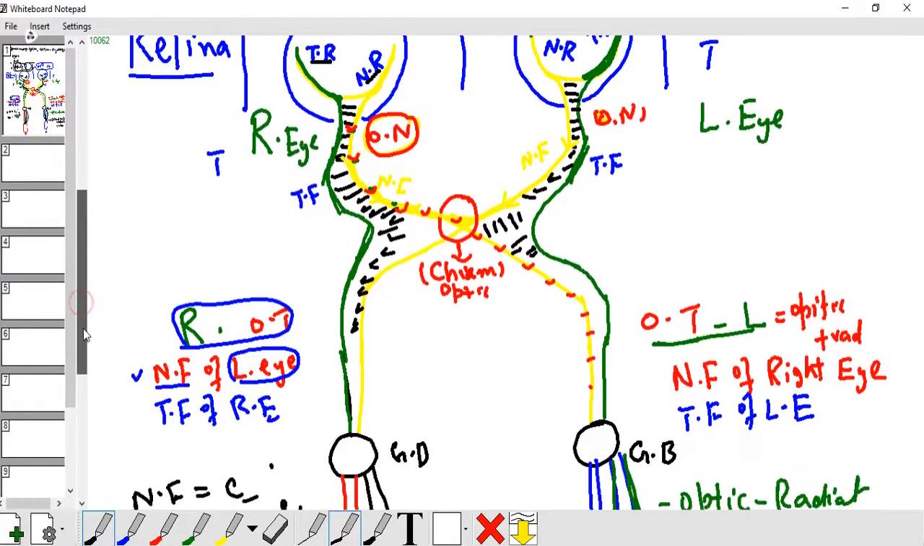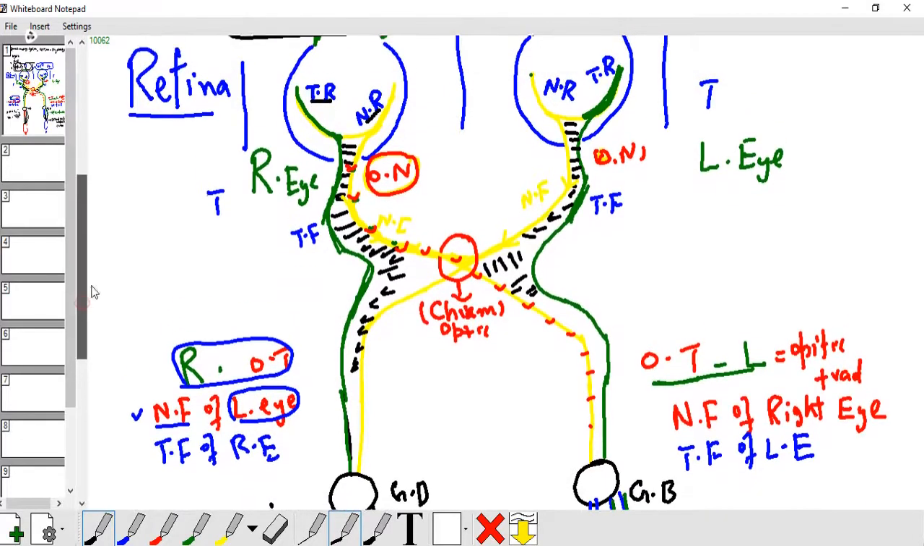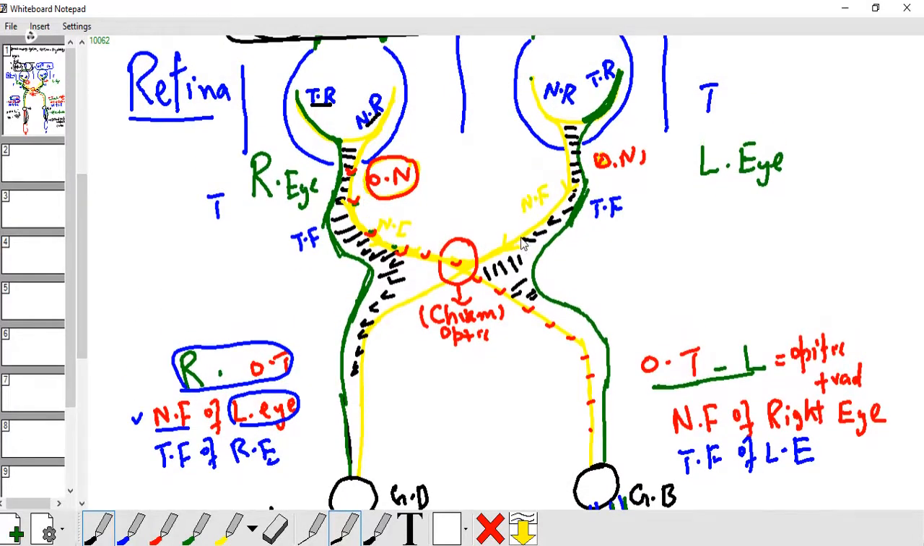What happens next? These nasal fibers cross to the opposite side. You can see here, they are crossing to the opposite side. This side's fiber crosses going this way. Here we have the crossing of nasal fibers, and this structure that is formed is known as the optic chiasm.